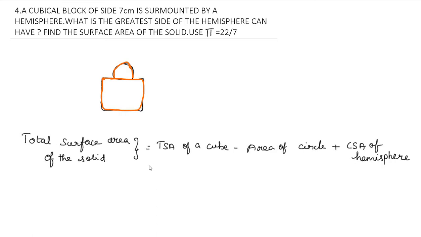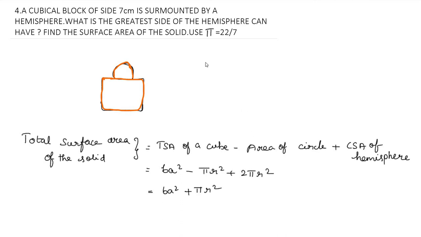So what is the formula for TSA of a cube? 6a square, minus the area of a circle. We all know the formula: pi r square. And the CSA of a hemisphere is 2 pi r square. Both the radii are the same, so I can subtract like this itself: 2 pi r square minus 1 pi r square, I have only 1 pi r square.